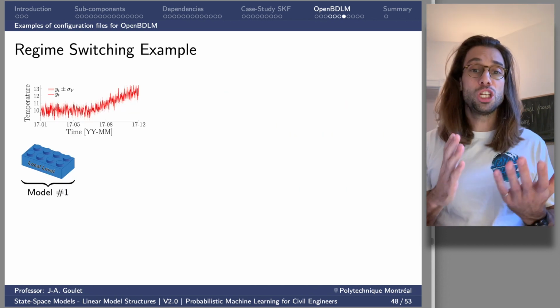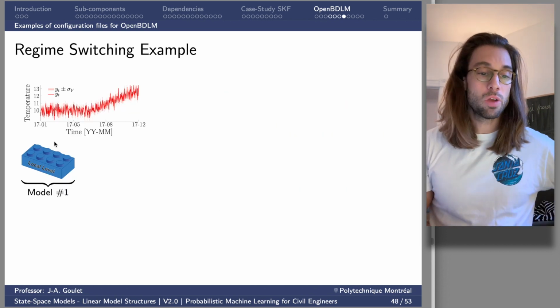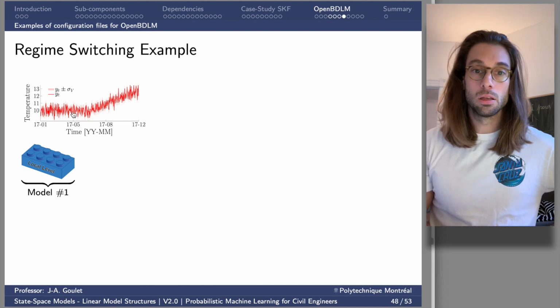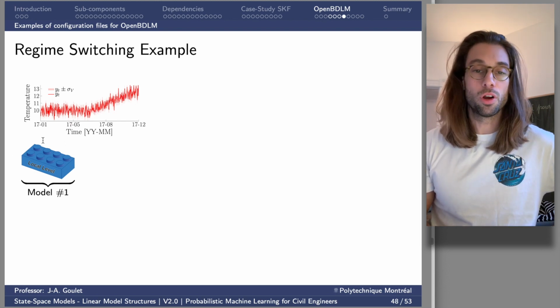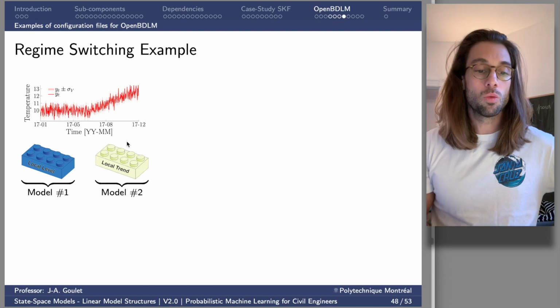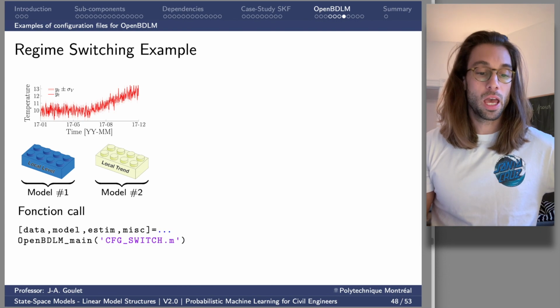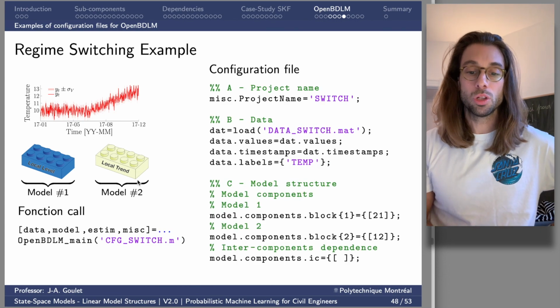What if we have a regime switching problem? Like here we have a constant speed, zero speed regime and constant speed regime here. So I'm going to build a first model which consists only, for instance, of a local level, and a second one only of a local trend. Okay, I built myself a config file that will look like this.